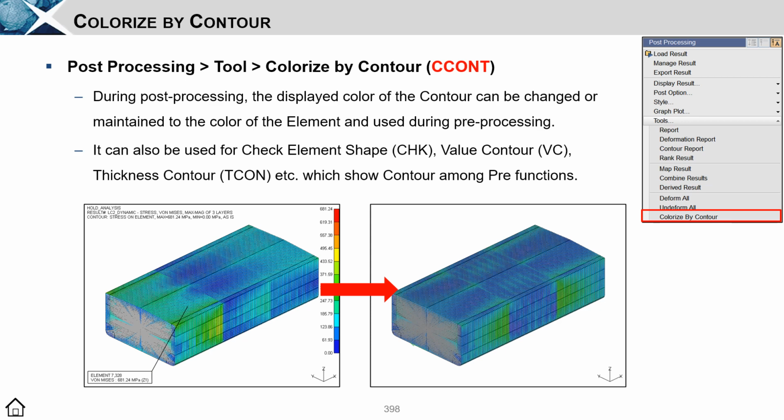During post-processing, the displayed color of the contour can be changed or maintained to the color of the element used during pre-processing. It can also be used to check element shape, value contour, thickness contour, which should contour among pre-functions.